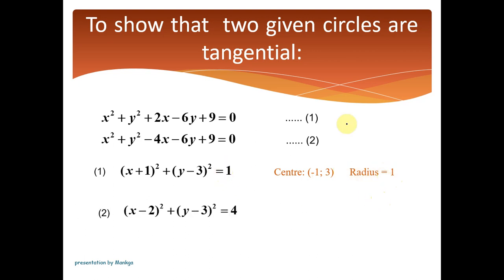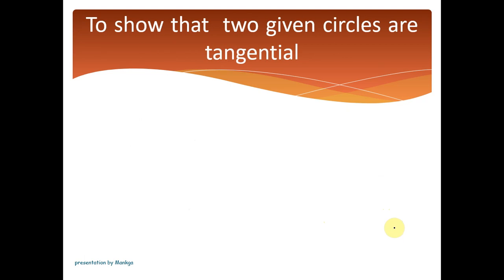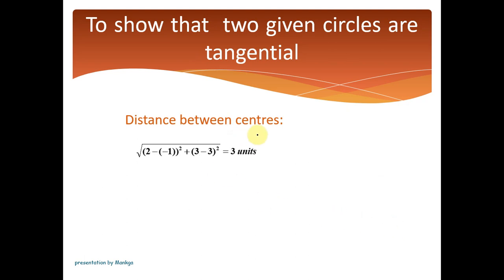Secondly, for the second equation, we simplify it and get the center of the circle and the radius. It is (2, 3), and the radius is what? It's 2. Then when we proceed to show that two given circles are tangential, the distance between the circles is given as follows. Number 1, you calculate the distance between the two centers. In this case, it is 3 units. Then the sum of the radii will be 2 plus 1, which gives us 3.